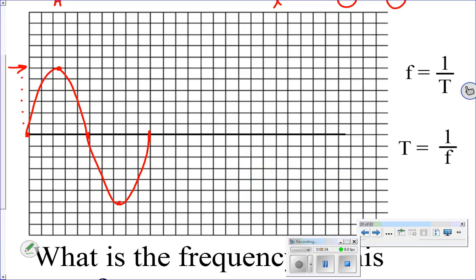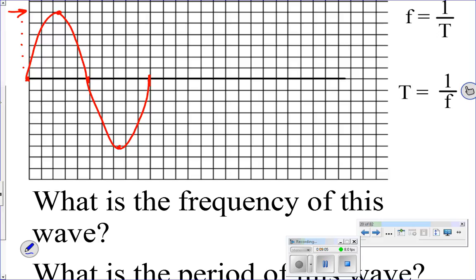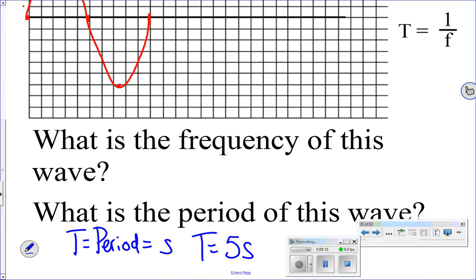If I want to count how many seconds a cycle of this wave took, this would be 1 second, 2 seconds, 3 seconds, 4 seconds, 5 seconds. So each of those green lines is indicating a second because each square is half a second. So 5 seconds went by during the course of this one wave. Therefore, period equals 5 seconds. Now frequency, I'm going to use my equation right over here. Frequency is the reciprocal of this.